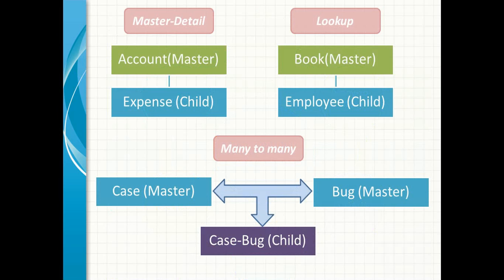If there is a scenario where two objects need to be tightly coupled, then we choose master detail relationship. Suppose we have an object called account and another object expense. Expense cannot reside in Salesforce on its own. That means it needs to have an account object associated with it to exist in Salesforce. In this scenario, we choose master detail relationship. Let's see it in action.